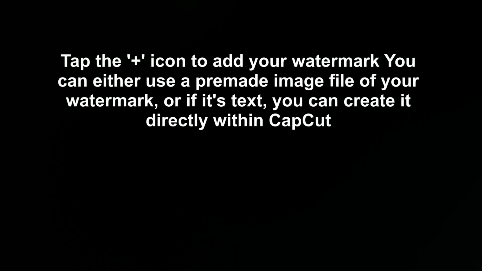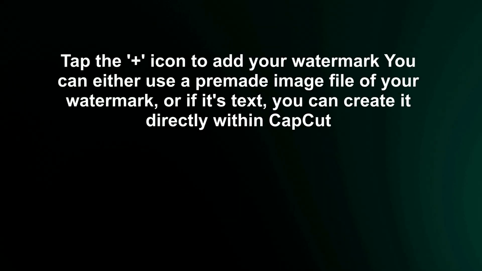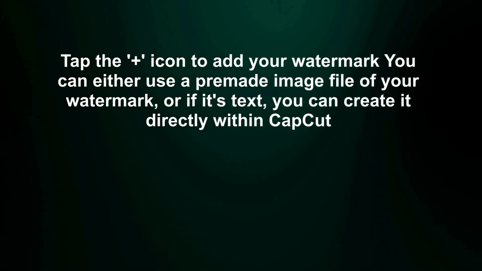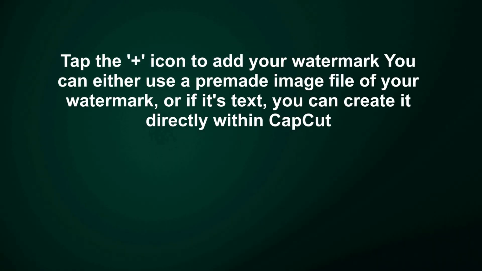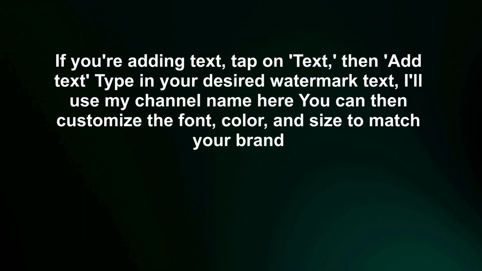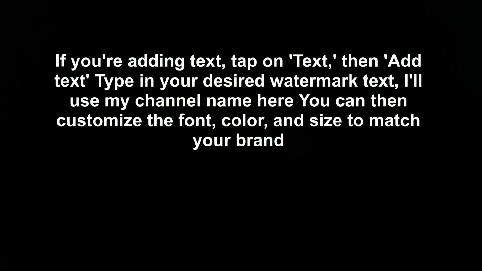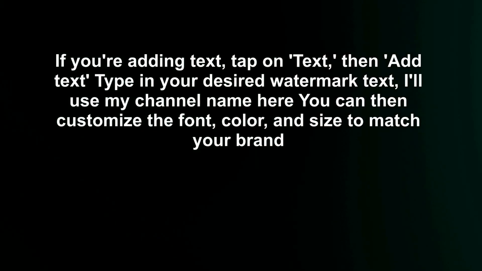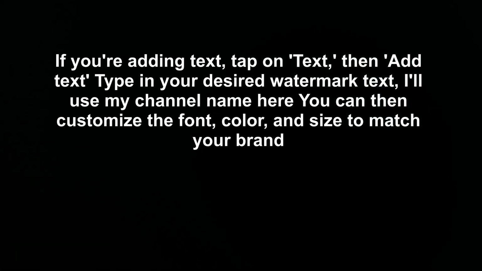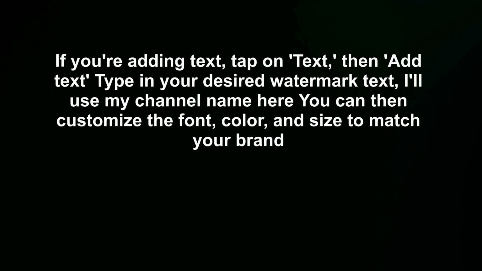Tap the plus icon to add your watermark. You can either use a pre-made image file of your watermark, or if it's text, you can create it directly within CapCut. If you're adding text, tap on text, then add text. Type in your desired watermark text. I'll use my channel name here. You can then customize the font, color, and size to match your brand.